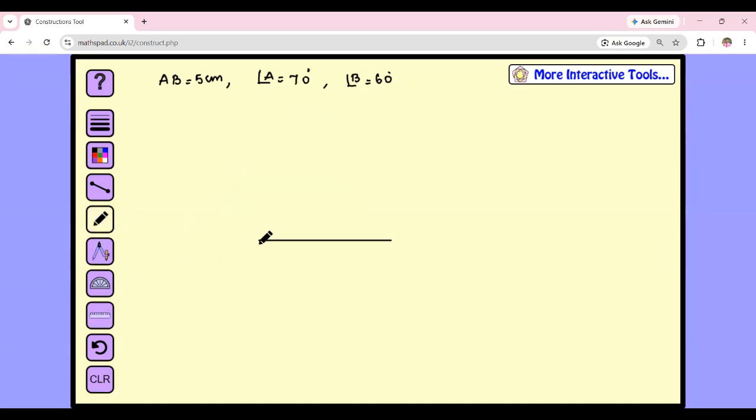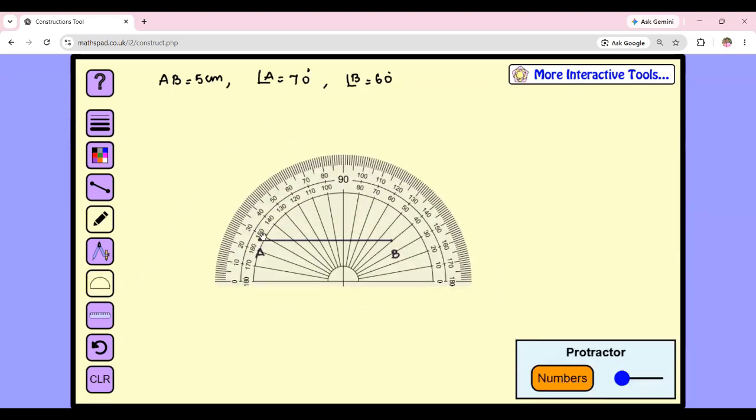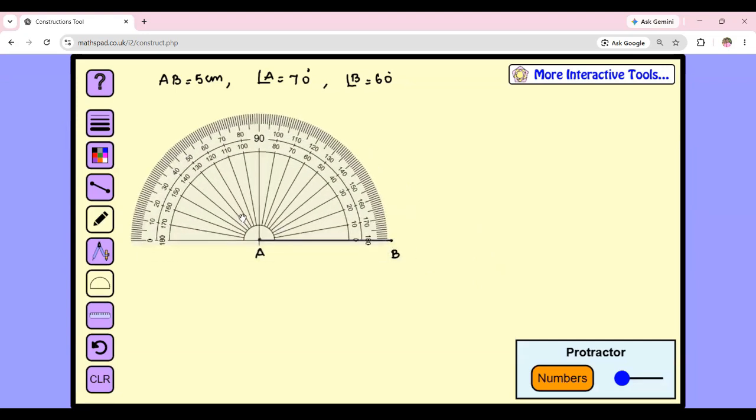Okay, I can just name it as this is A and this is B. So next, from the angle A, I have to take 70 degree by the help of protractor. So use your protractor and mark 70 degree from the point A.